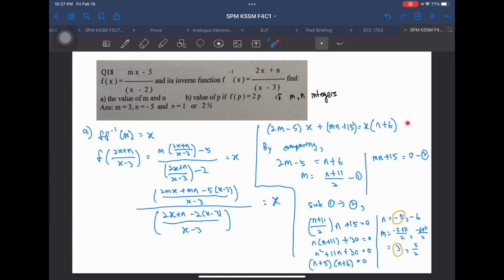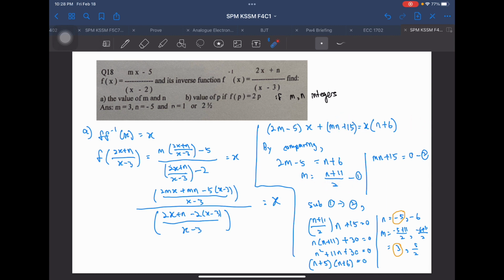Then by comparing, since both sides are first order polynomials of x, you can say that the coefficient equals the coefficient. So 2m minus 5 equals n plus 6. Doing some simplification, you get the first equation. And the second one, mn plus 15 equals 0.